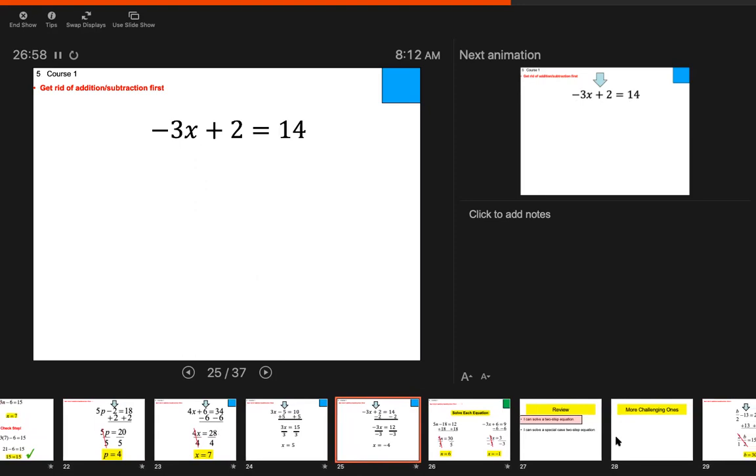Oh, we finally got a negative. Jasmine, what do we do first? Subtract 2 from both sides. I agree. Let's subtract 2 from both sides. Everybody with me? 14 minus 2, Jasmine, is 12. All right. What number do I need to get rid of? This is where some kids will make a mistake.